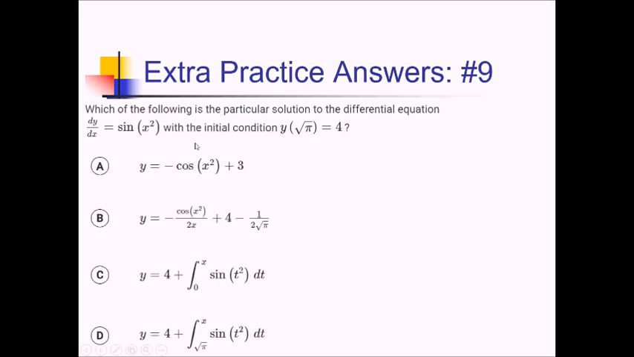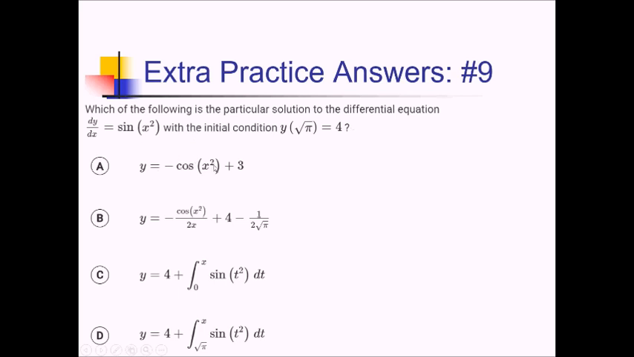So what we're going to do is kind of the next best option, which is to take derivatives of all the answer choices until we get something that matches this dy over dx. And if we get more than one match, then we start plugging in the initial condition to see if that actually gives us 4 when we plug in radical pi. So let's start with our derivatives.